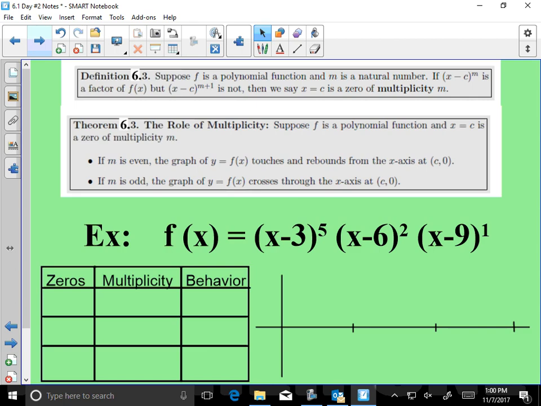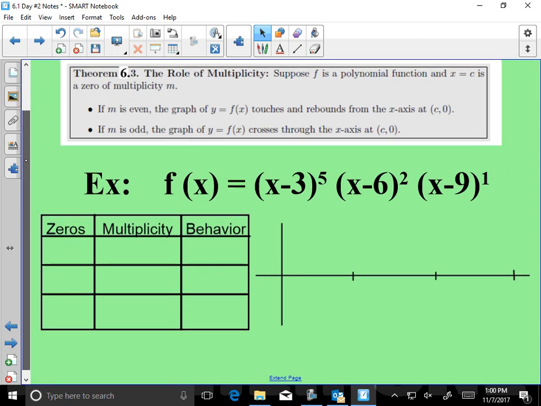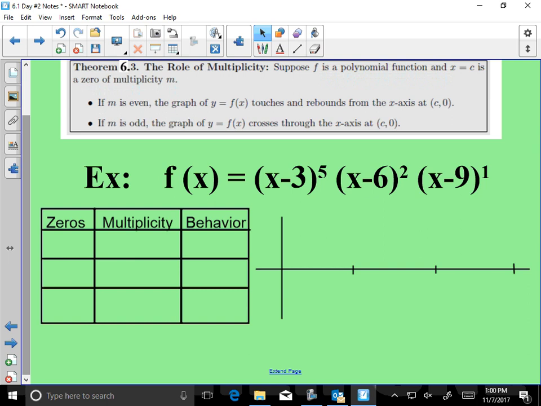All right. Let's talk a little bit about zeros, multiplicity, and behavior. Okay, so let's look at this polynomial here that's in factored form. Somebody holler out one of the zeros. What value would make this whole polynomial equal 0? 3 is one of them. Okay, 3 is one of them. 9 is another one. And 6 is the third one. Now, the multiplicity, the power of the factor that gives me 3, is 5.